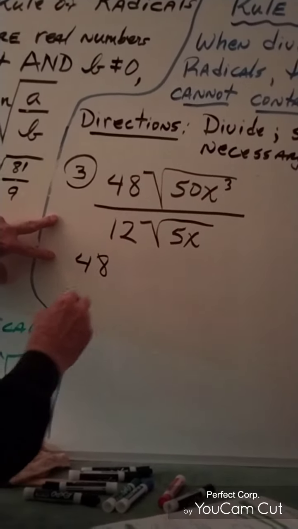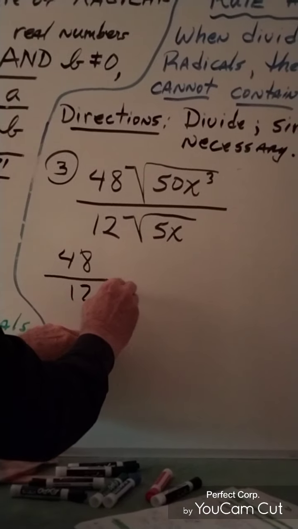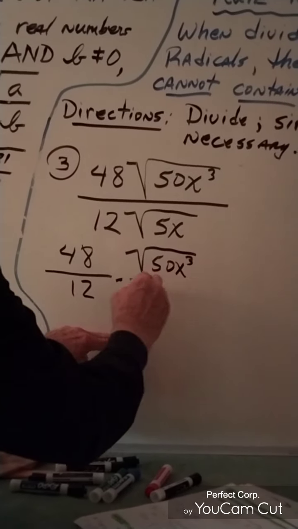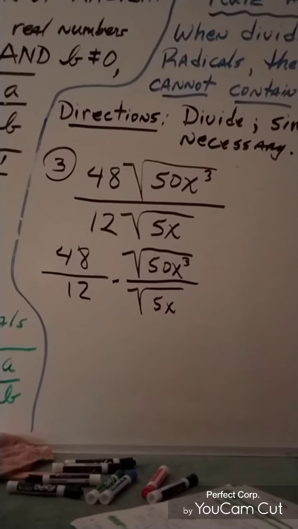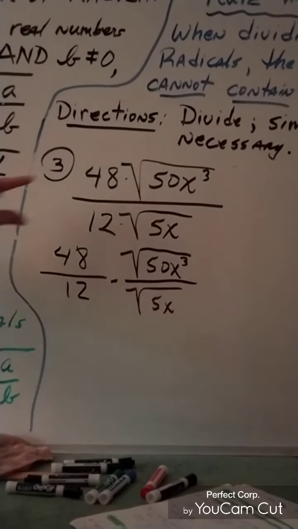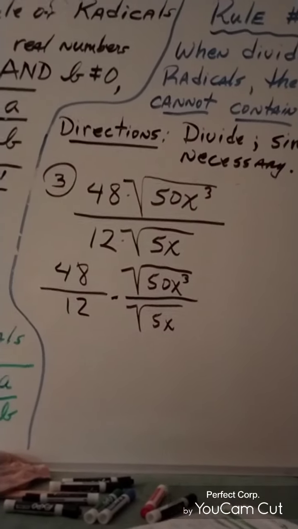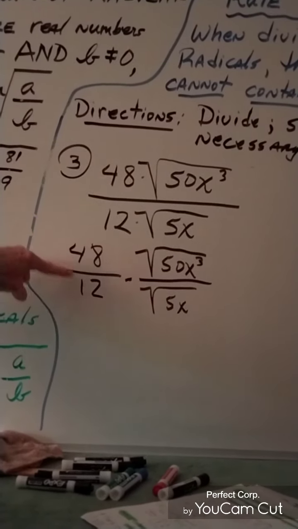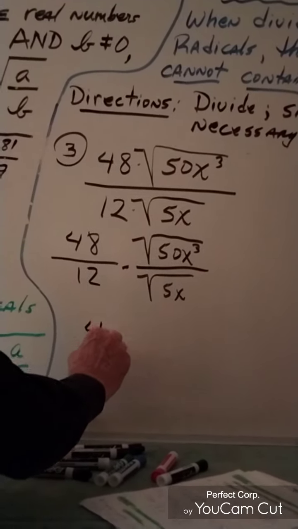48 divided by 12 times the radical of 50x cubed divided by the radical of 5x. I'm able to do that. There's a times sign there, and there's a times sign there. So we can write this as a separate division statement, and we can write that one as a separate division. Now, we'll go ahead and divide this out because 48 divided by 12 goes exactly 4 times. So we'll bring down the 4.